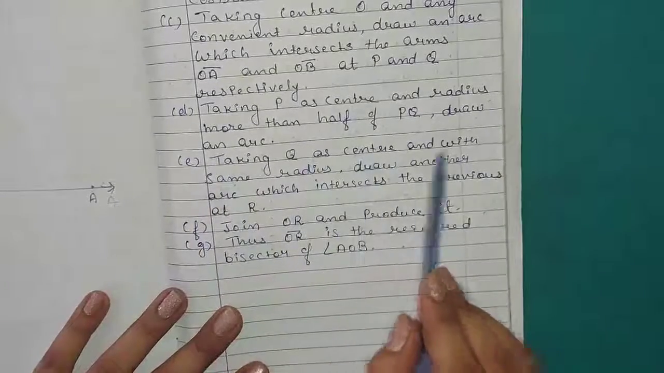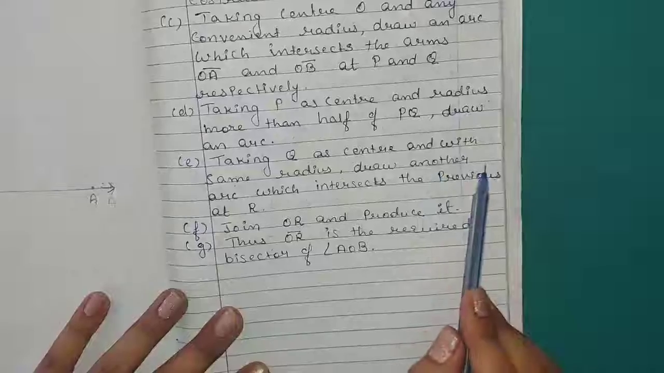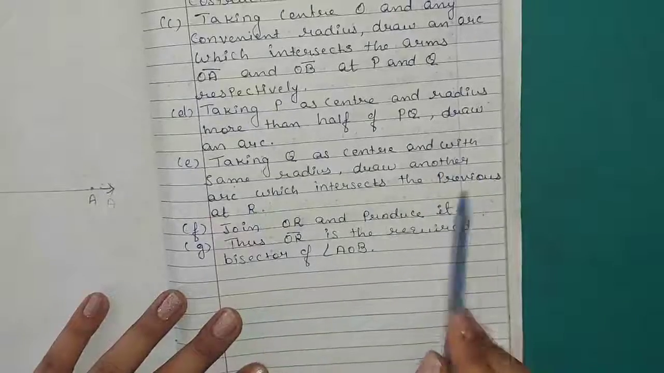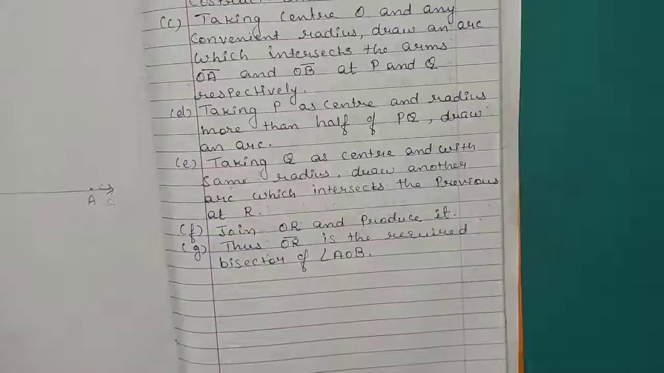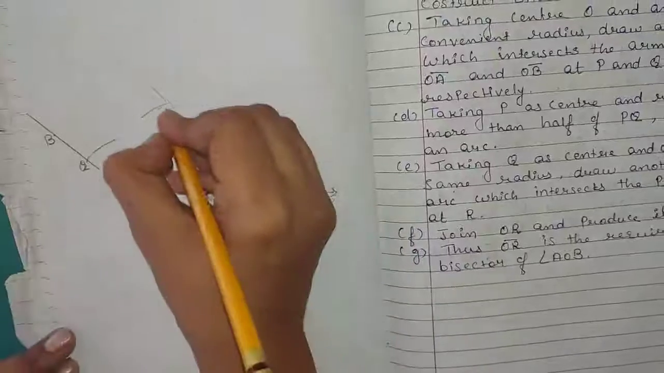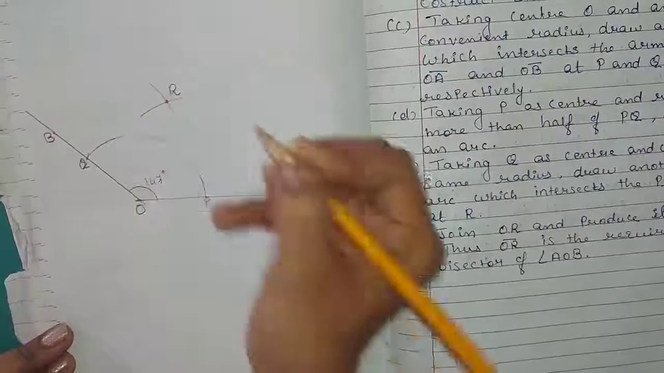Taking Q as center and with the same radius, draw another arc which intersects the previous arc at R. So this arc intersects at R. So this intersecting point we have to label as R.